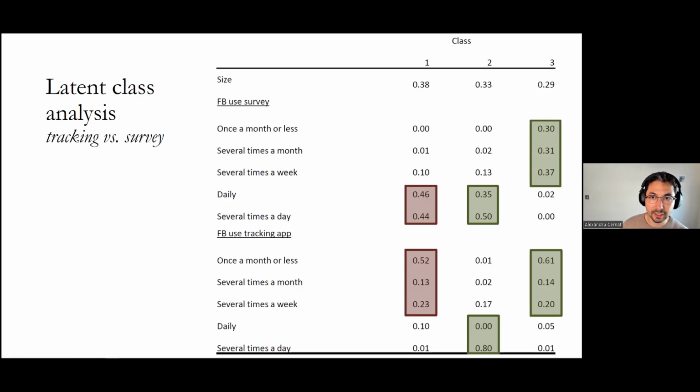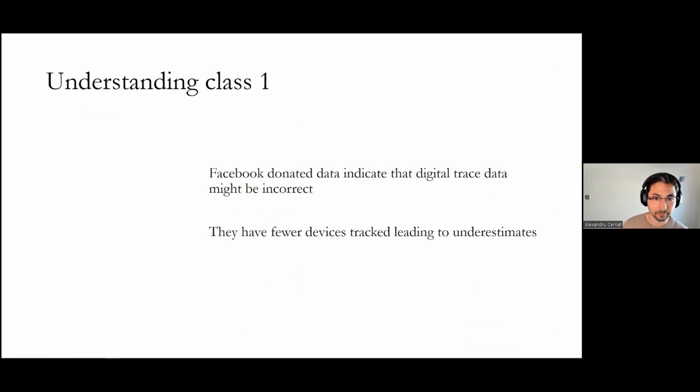And then we have class 1, which is the strangest one, because in the survey data, it appears they use Facebook a lot, but in the digital trace data, it appears they don't use Facebook. And this is the class that we're not sure what's going on. So the digital trace data and the survey data for this group of people, around 40% of the sample, they don't agree.